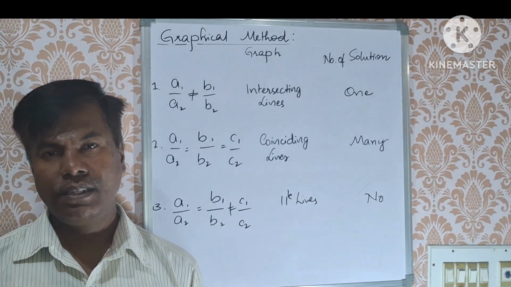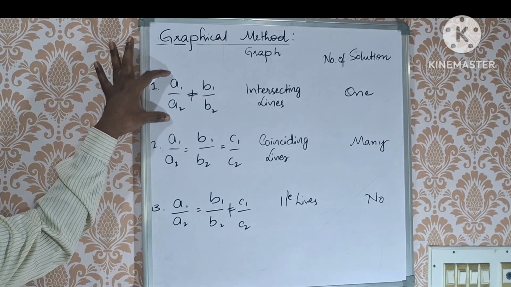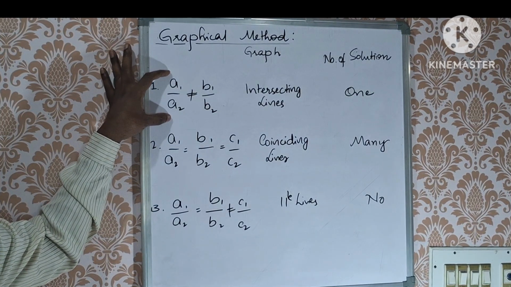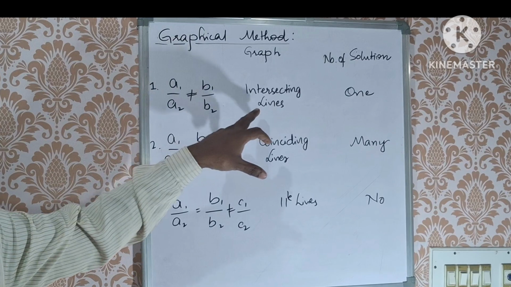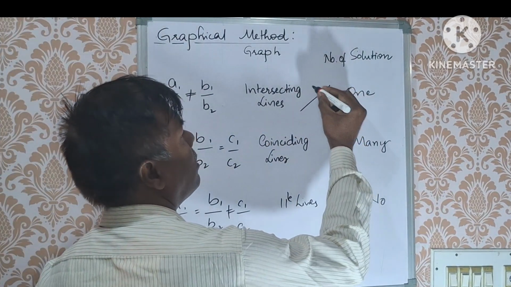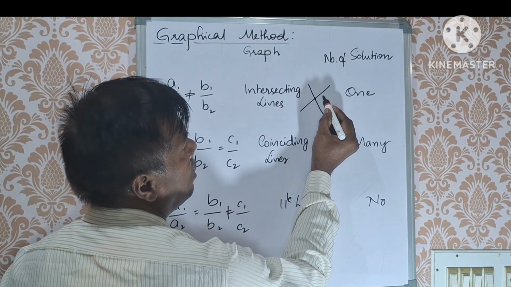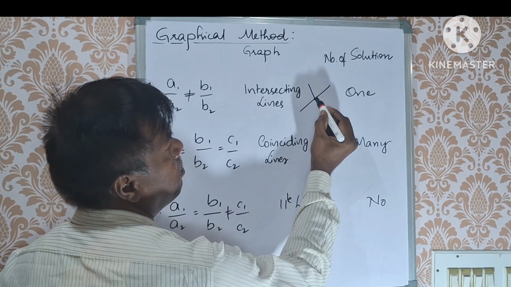Those are a pair of linear equations. In that, if the ratio a1 by a2 is not equal to the ratio b1 by b2, it means the two lines intersect each other. That means one line will be like this, another line will be like this, and here we can get one solution at this point.